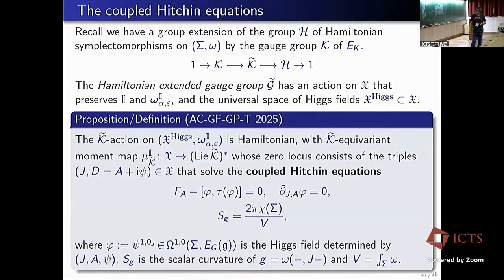And so the result in this case is that the action of the Hamiltonian extended gauge group is Hamiltonian. And the vanishing of the moment map is given by these equations. We call them coupled Hitchin equations, but in a sense, they are not coupled. You can solve for J here, and then solve for this, which are, in our notation, Hitchin equations.